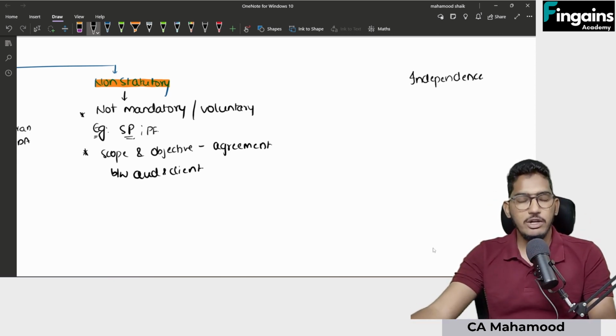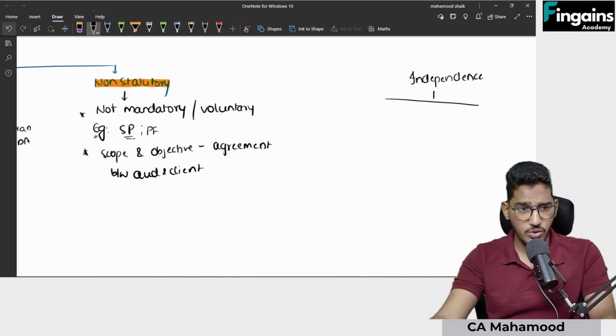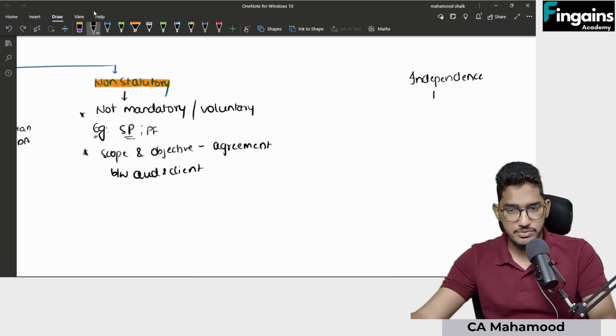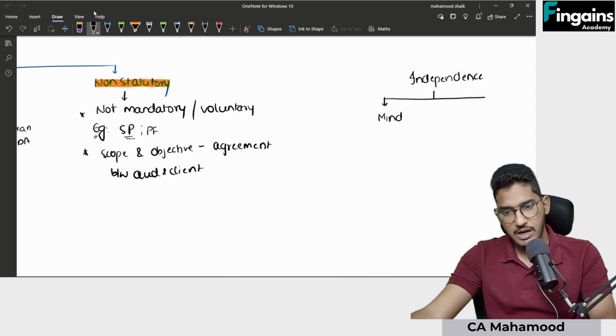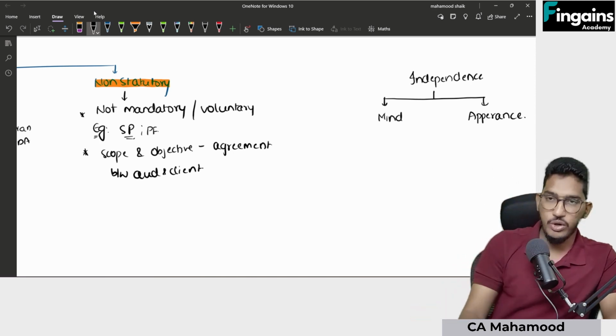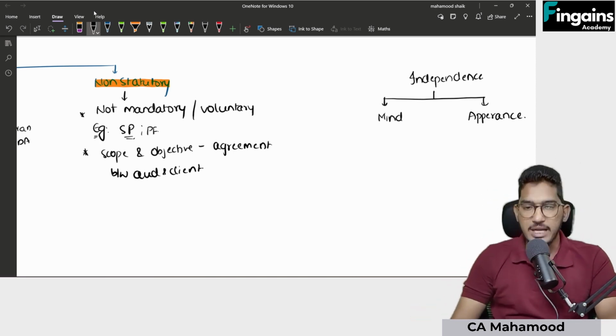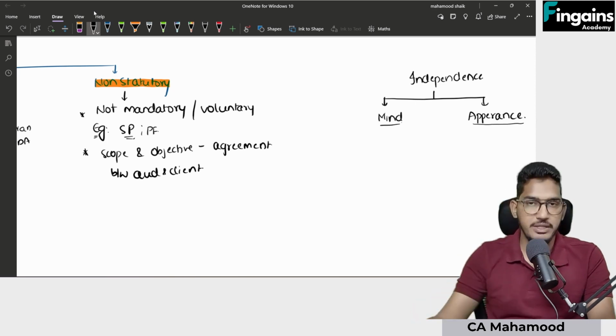Now we are going to elaborate on this discussion regarding independence. See, independence will be of two types. As per the standards on auditing, independence should be of two types. One is independence of mind and the other is independence of appearance. Listen carefully, this is an important topic.